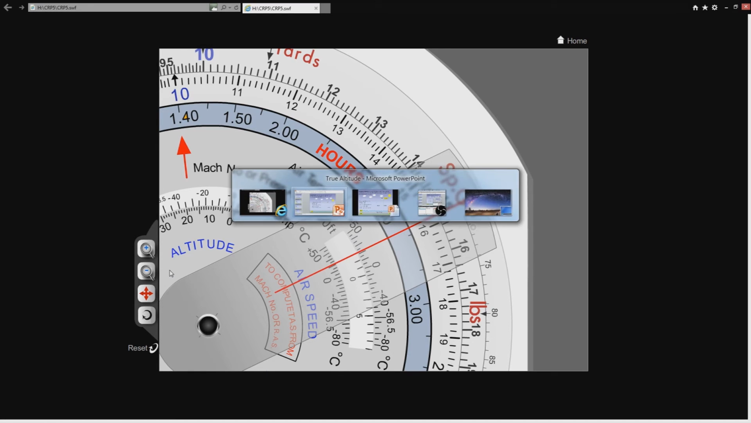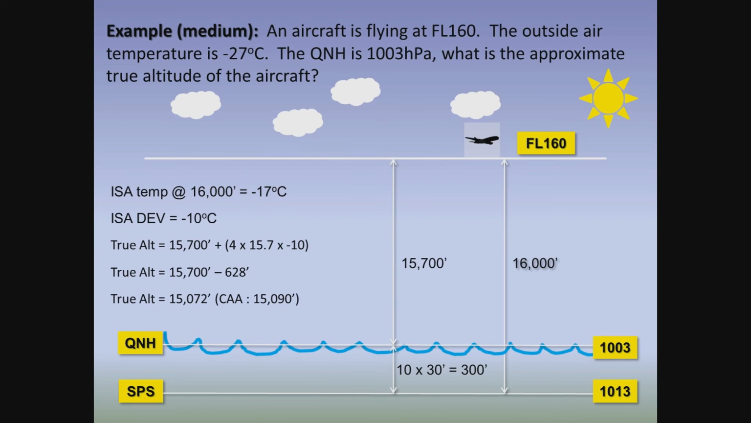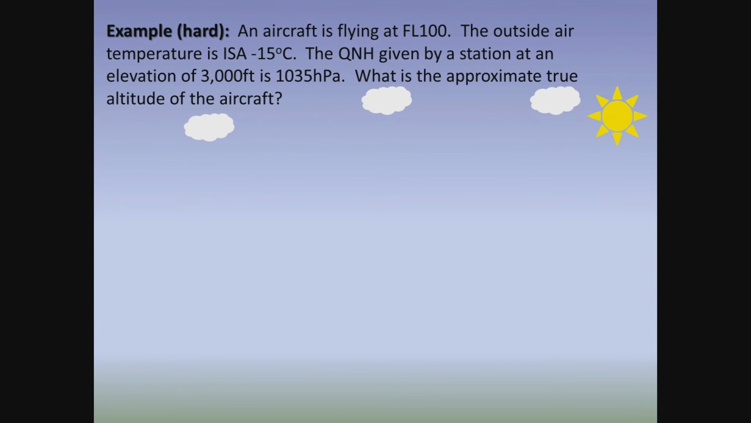Next, a slightly trickier example still. Let's look at this one. We have an aircraft which is flying at flight level 100. The outside air temperature is minus 15. Correction, it is ISA minus 15. The QNH given by a station at an elevation of 3,000 feet is 1035. What is the approximate true altitude of the aircraft?